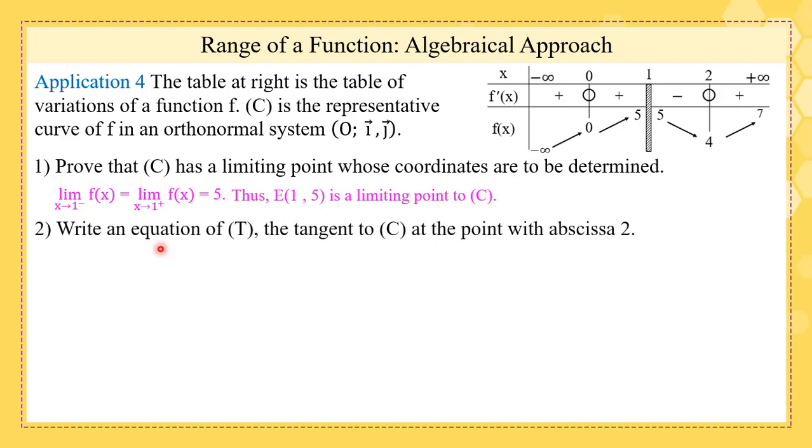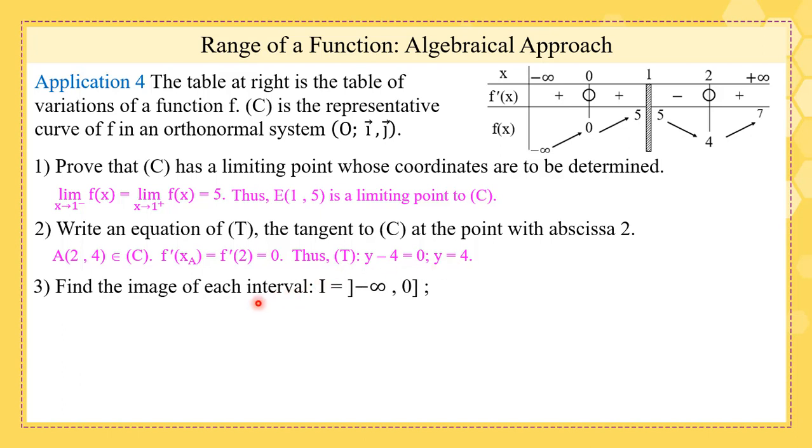Now write an equation of T, the tangent to C at the point with abscissa 2. When x is 2, we see that f of x is 4, so A is (2, 4). We still need the derivative at 2, so f prime of 2 in this case is 0. When x is 2, f prime is 0. We know everything, we just substitute. We get y equals 4 is an equation of T.